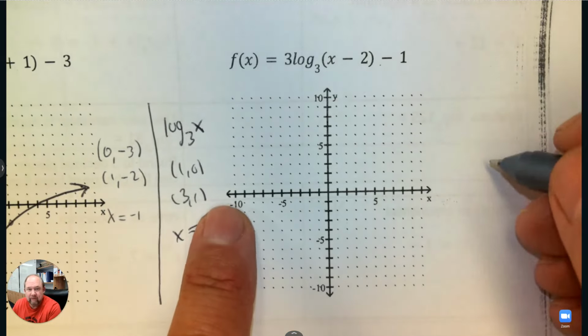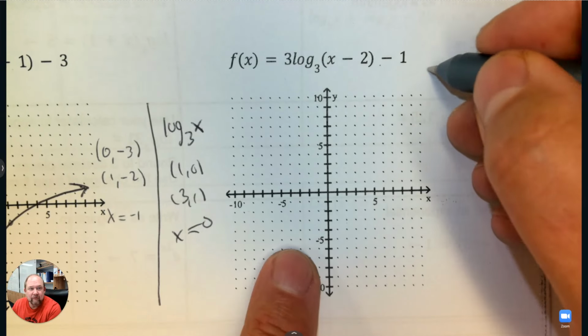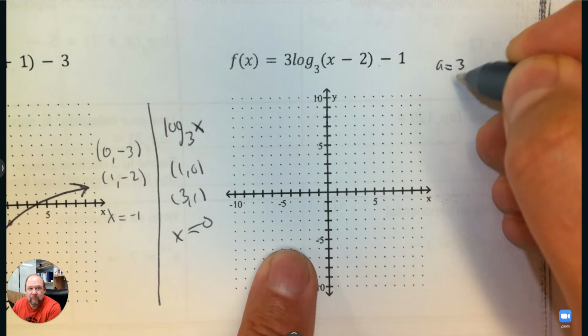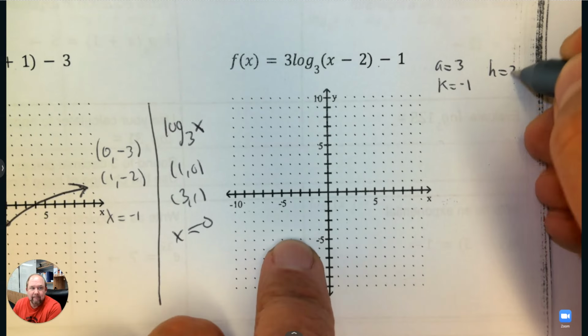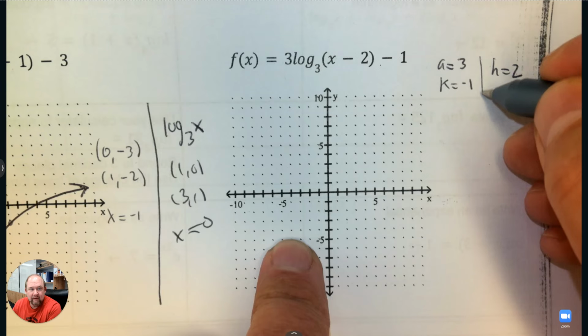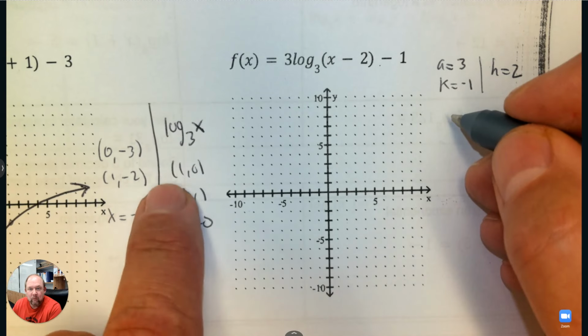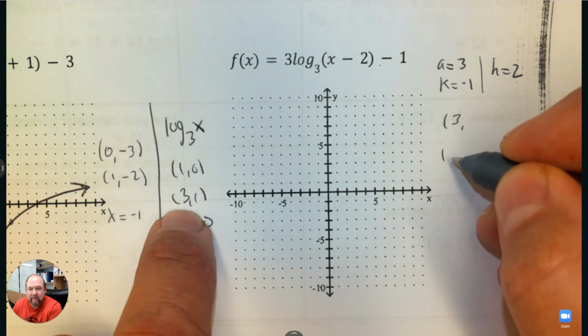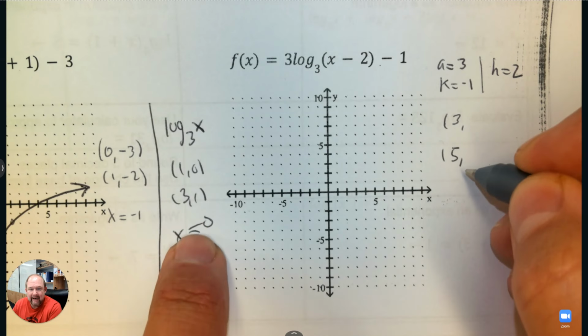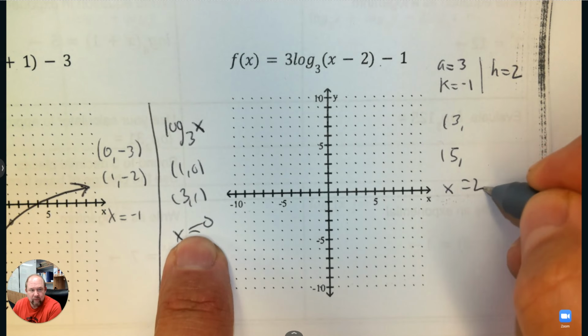Then I'm going to change these. So in this situation, I have a is 3, and k is the last number. And then h is opposite day, so it's positive 2. So that's what I'm going to do. So 1, 0, I'm going to add 2, that's 3. 3, I'm going to add 2, that's 5. 0, I'm going to add 2, that's 2.